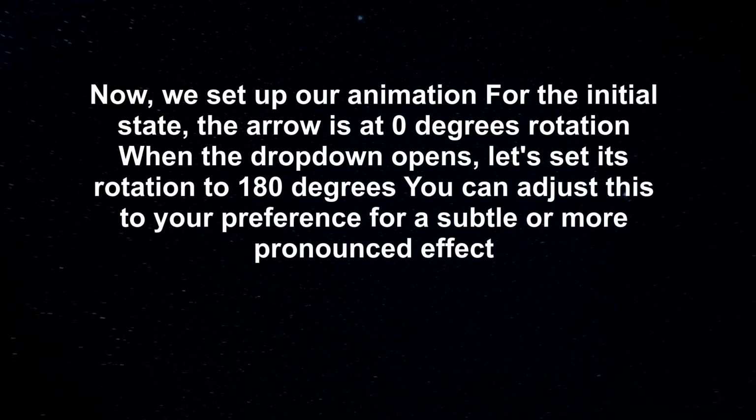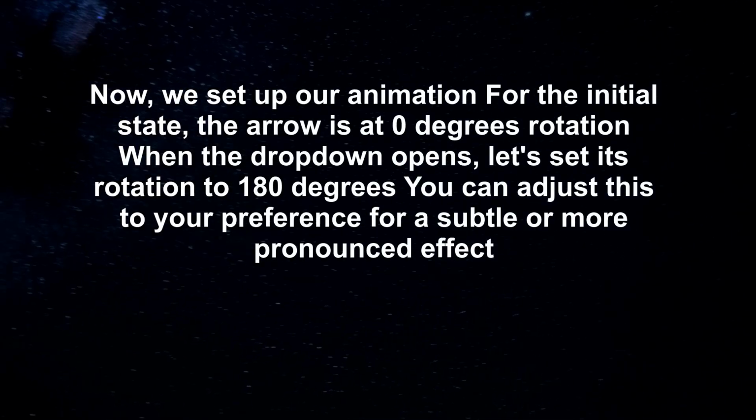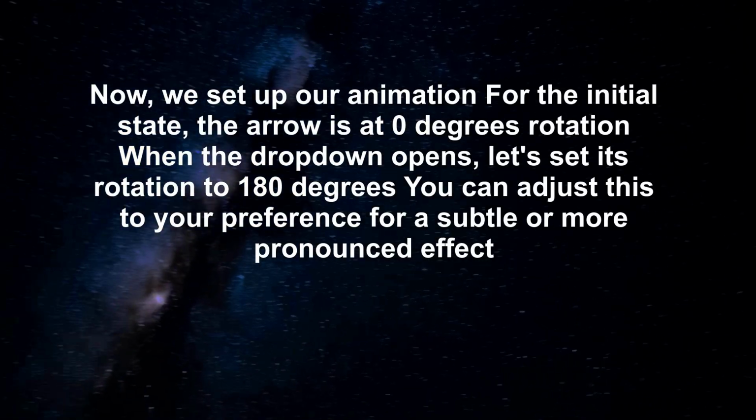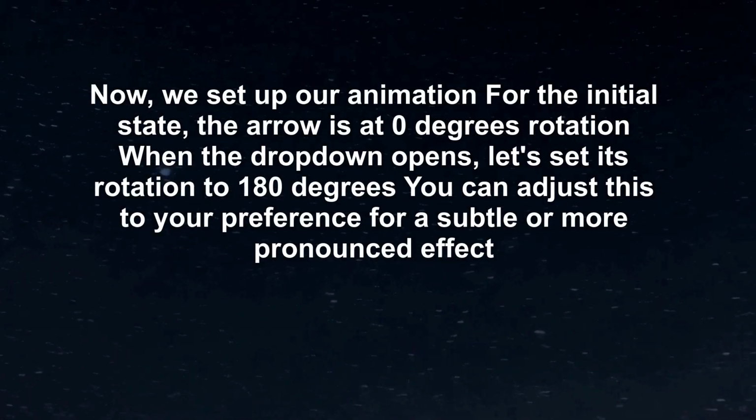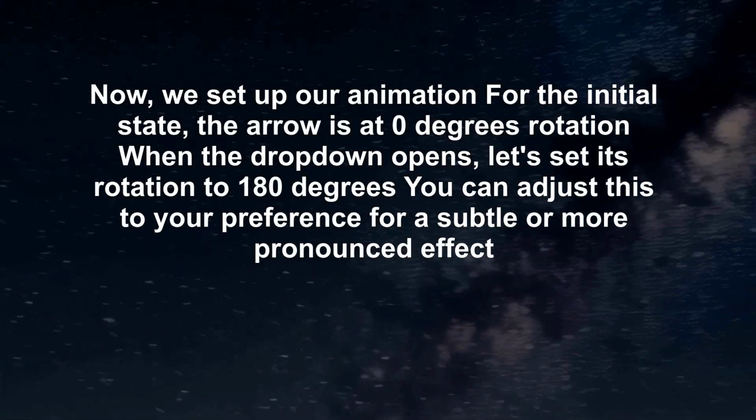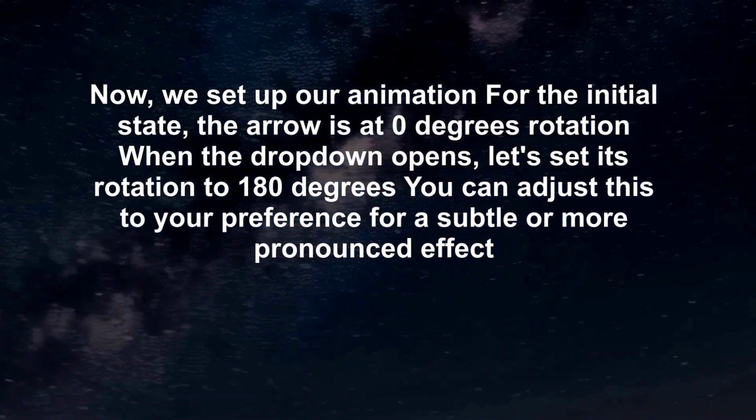Now we set up our animation for the initial state. The arrow is at 0 degrees rotation when the dropdown opens. Let's set its rotation to 180 degrees. You can adjust this to your preference for a subtle or more pronounced effect.